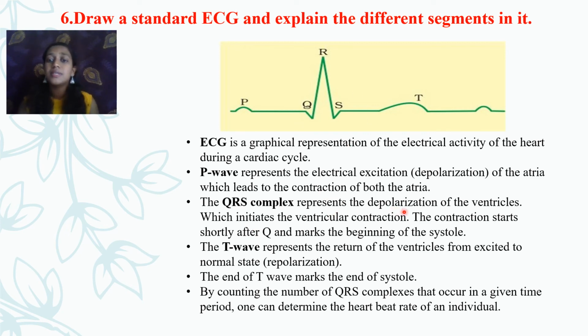which represents the depolarization of the ventricles, contraction of the ventricles. So the contraction starts shortly after Q. After Q, contraction starts, and this is the beginning of the systole. Systole and diastole are contraction and relaxation. The T wave represents the return of ventricles from the excited to the normal state. This represents the repolarization of the ventricles. So the end of the T wave represents the end of systole, end of contraction.